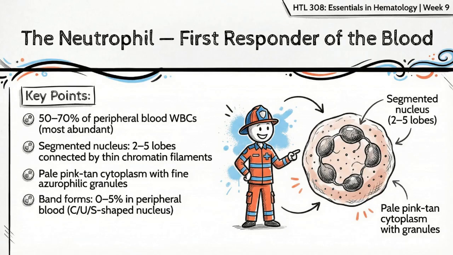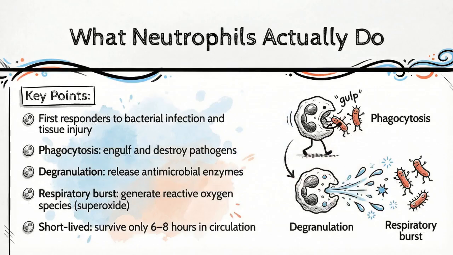Now that you know what they look like, let's talk about what they actually do. Their primary role is phagocytosis, where they engulf and destroy invading pathogens, acting as a crucial component of the innate immune response. This destructive capability is largely attributed to their azurophilic, primary, granules, which contain potent enzymes like myeloperoxidase and elastase, essential for breaking down microbial invaders. Understanding function helps you understand why morphology changes under stress.